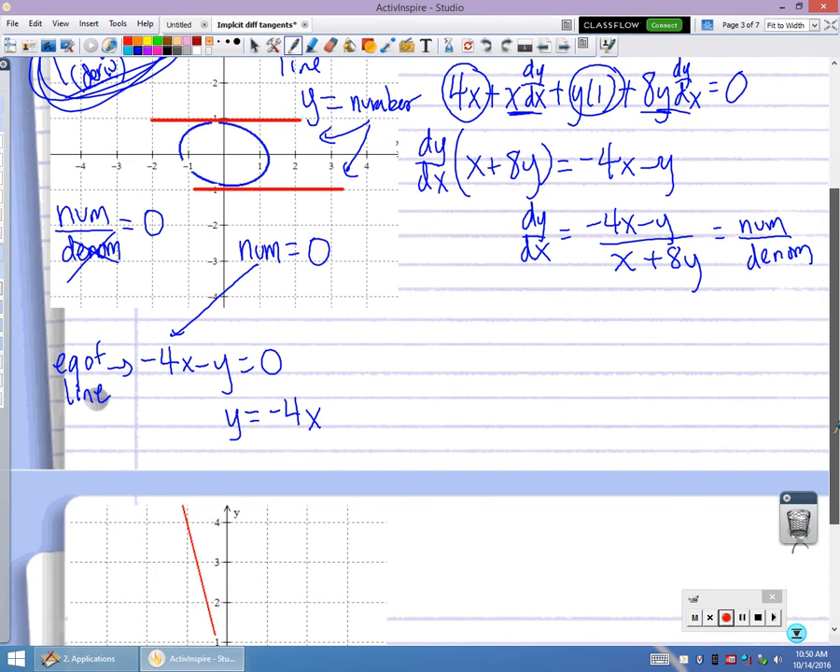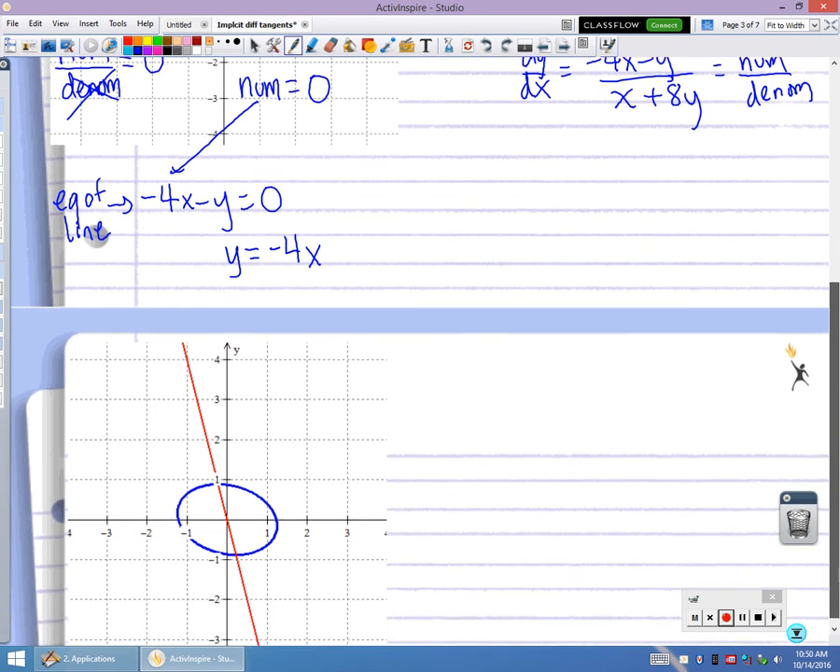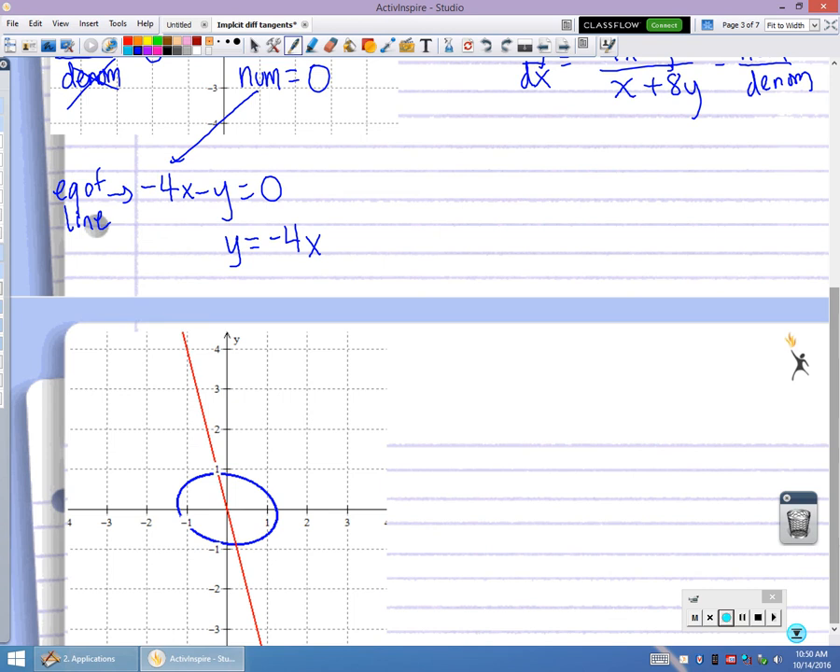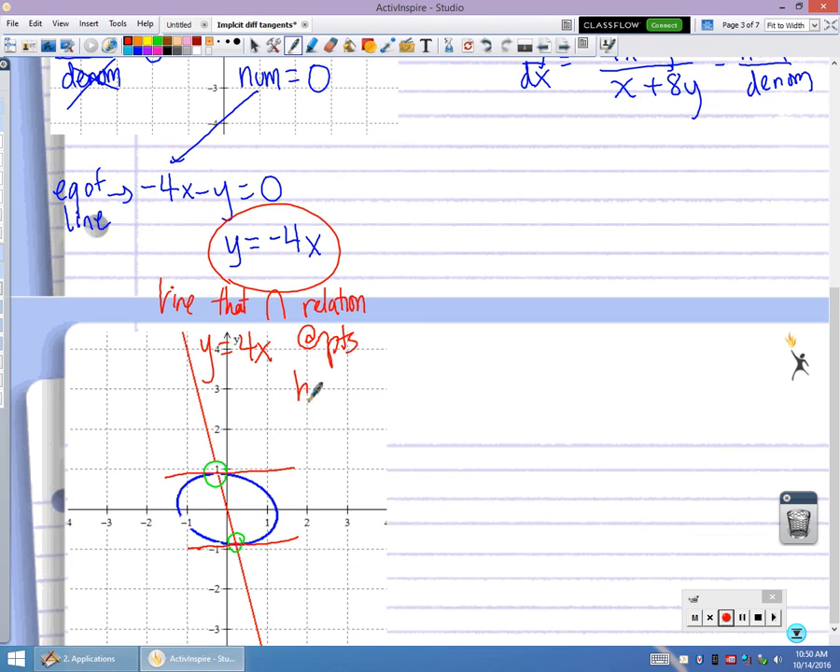Well, let me slide this down, and below I have a graph of the same ellipse with the line y equal to negative 4x graphed on top of that ellipse. Now, very interestingly, notice that that line, y equal to negative 4x, intersects my ellipse actually at the points I was looking for. Because if you remember, the horizontal tangent, we had one here and we had one here. Well, the line that we have found, y equal to negative 4x, is a line that intersects the relation at the points where there is a horizontal tangent. And that's what I was looking for.